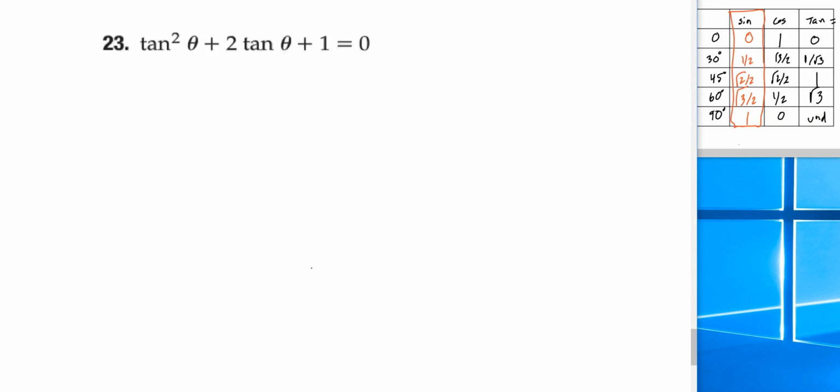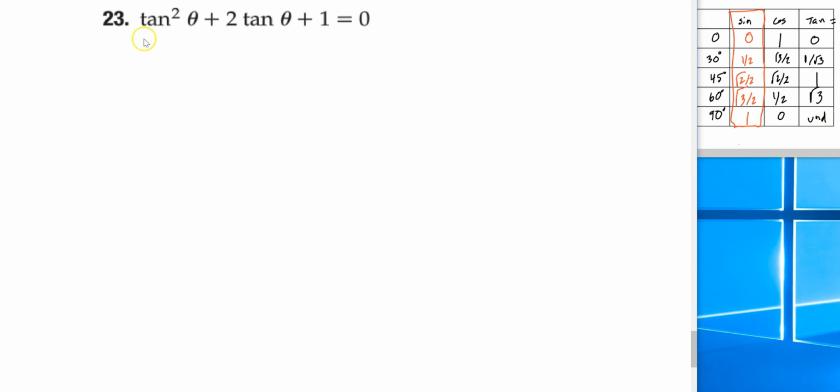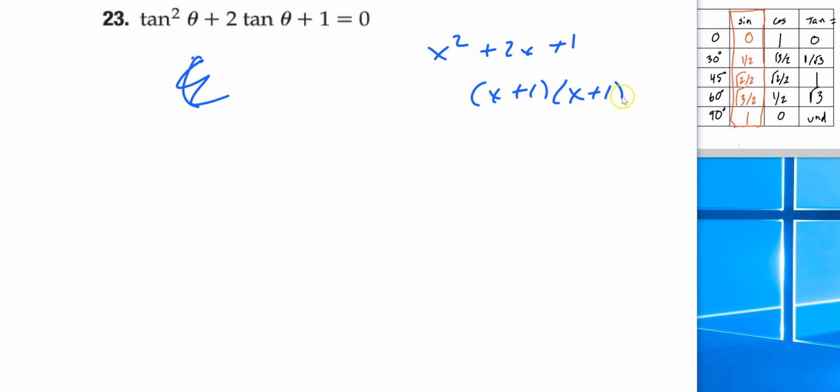Next one. This one is like a trinomial, so we're going to factor it. It's a little simpler. What two things multiply to get 1 but add to get 2? Just 1. This is like factoring x squared plus 2x plus 1. You just get x plus 1, x plus 1, also known as x plus 1 squared.